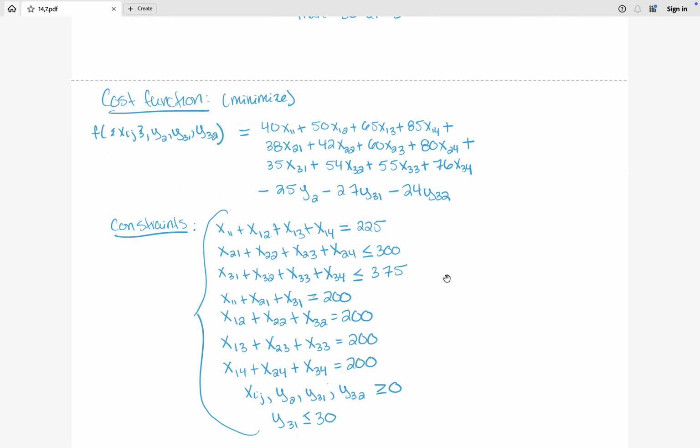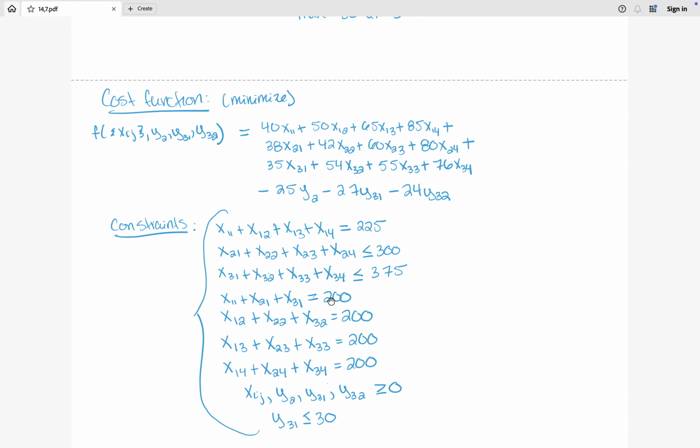So then here are the constraints. So basically, everything that was produced at distribution center 1 had to ship out. So we had to ship all 225 units. So whatever we ship to those 4 stores has to equal 225. But then for distribution centers 2 and 3, it just has to be less than or equal to. The maximum amount of units we had was 300 and 375. So we just had to make sure we could ship up to that or less than those.